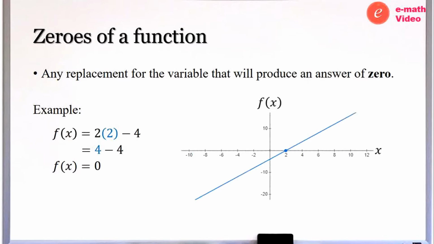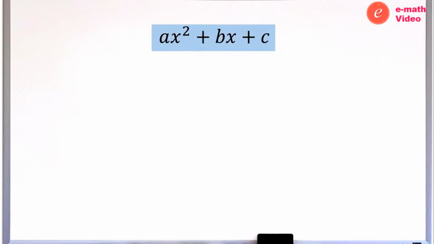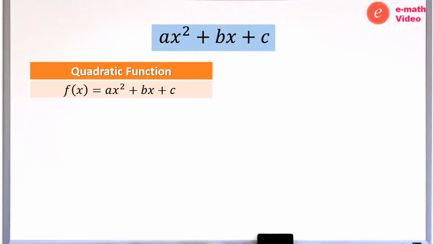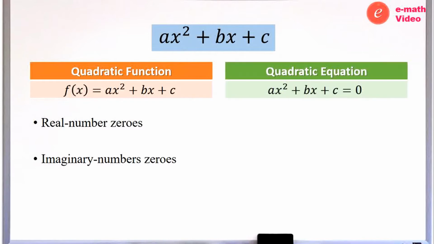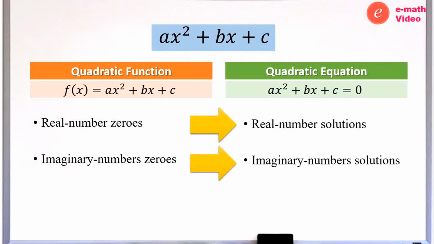Graphically, it is where the graph of function cuts the x-axis, and at that point f(x) equals 0. However, this is only for linear functions. For quadratic function, we can have real number zeros or imaginary number zeros. If quadratic function ax squared plus bx plus c has real number zeros, then the quadratic equation will have real number solutions. Same thing for imaginary number solutions.